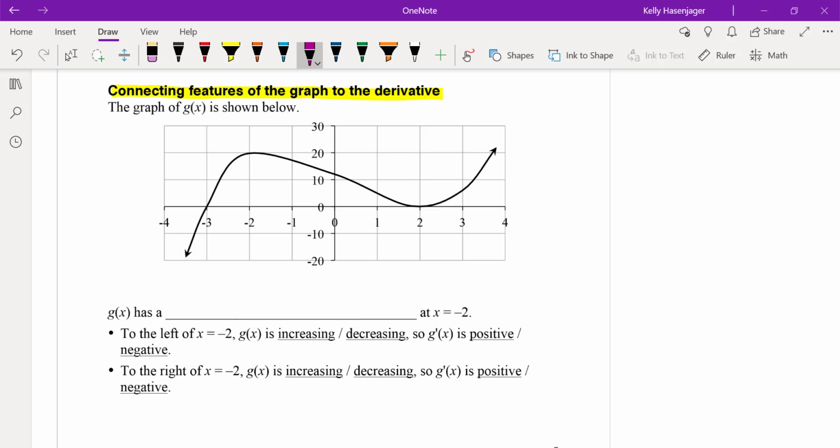So this first example has us look at a graph g of x, and it wants us to focus at the point x is equal to -2. We notice that there is a relative max there because at -2, the y value is higher than the points around it.